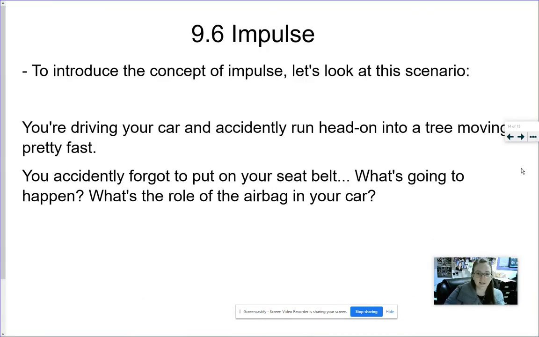Okay, so we're at the last lesson. We're skipping around a little bit. 9.5 we basically already talked about. It's a bit more with elastic collisions, but we've already done stuff with that. So we're skipping to this last lesson, impulse.